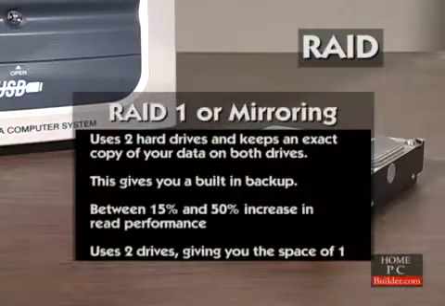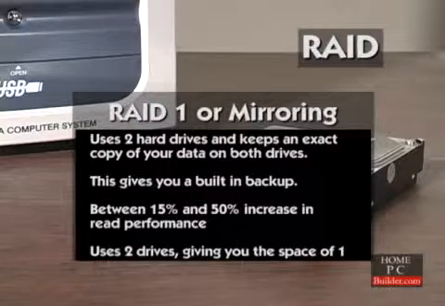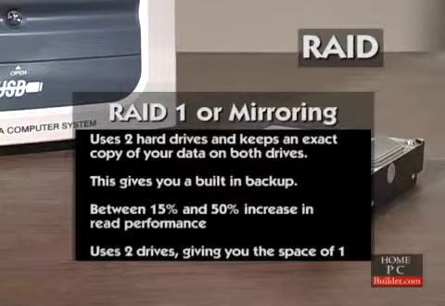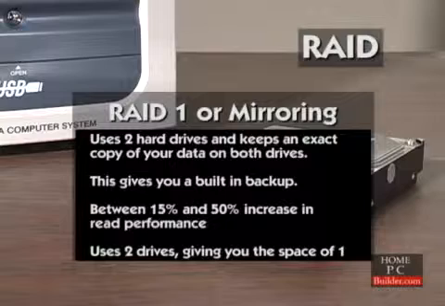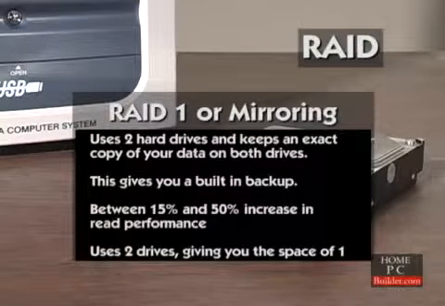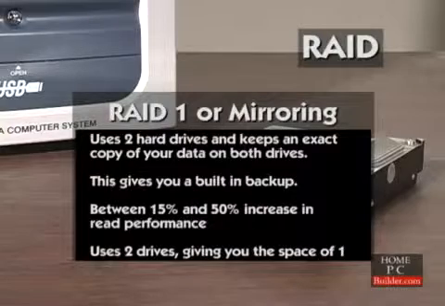RAID 1, sometimes referred to as mirroring, uses 2 hard drives and keeps the same data on both drives. This gives you a built-in backup at all times and gives you around a 15 to 50% increase in reading data from the drives. The downside to this is that you're using 2 hard drives and only getting the space of 1. So if you have 2 250 gigabyte drives, you're only getting 250 gigabytes of hard drive space.